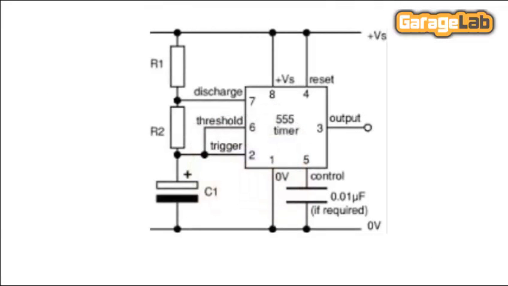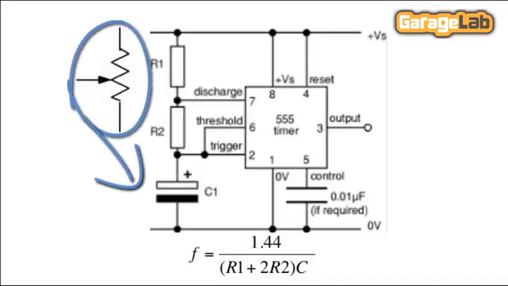This is a standard 555 oscillator configuration, known as astable, where the frequency is given by the following relation. We will use a variation of this circuit by placing a potentiometer that will change the resistor ratio and thus the frequency.